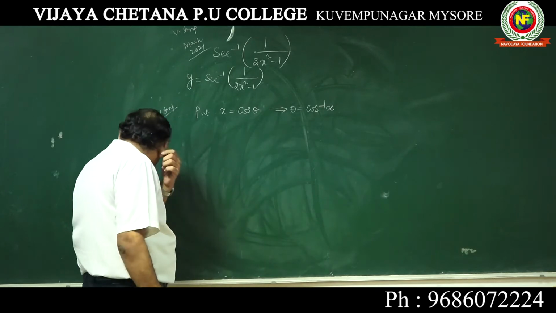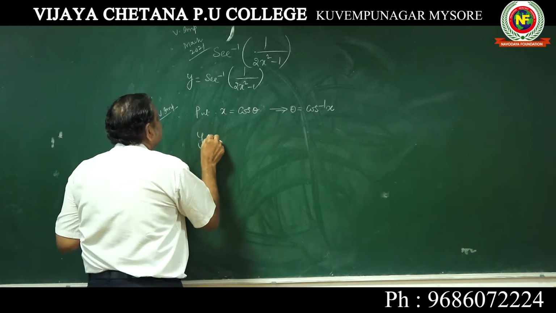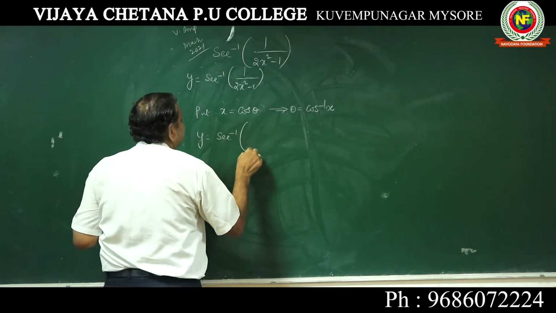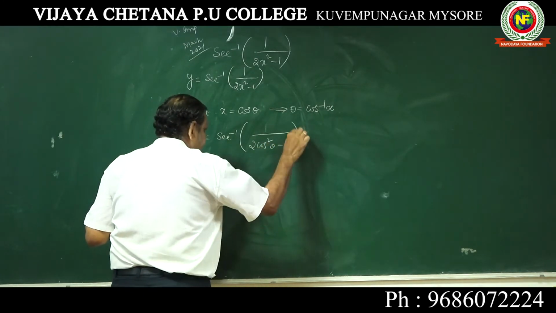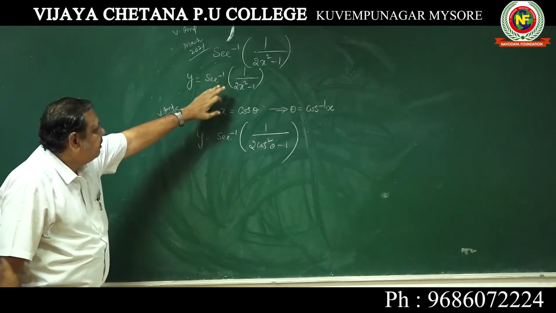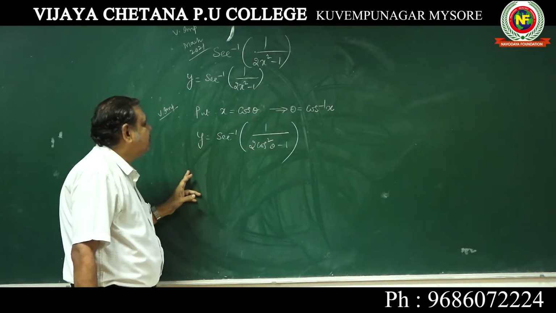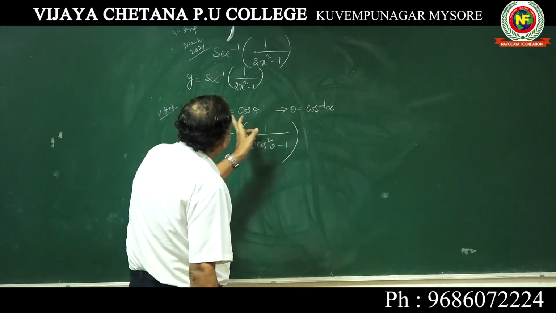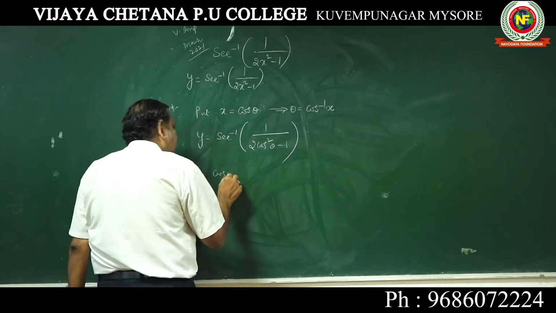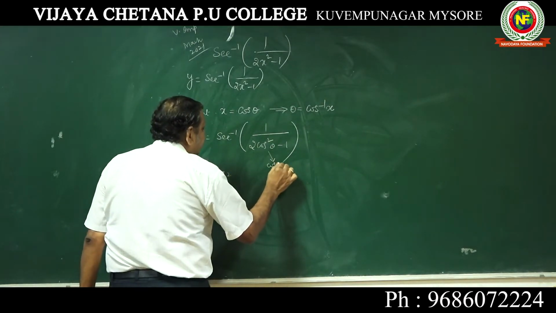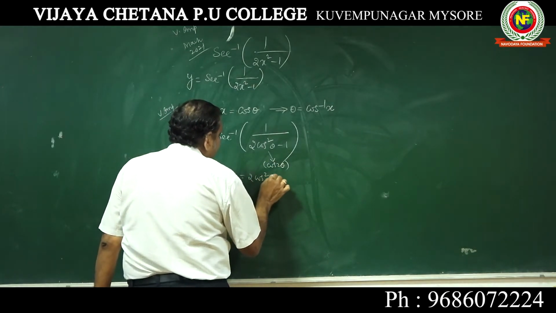So y is equal to secant inverse of 1 over 2 cos square theta minus 1. This is x square. Instead of x, you are putting cos theta there. For x equal to cos theta, you are putting 2 cos square theta minus 1. You know the formula. This is nothing but cos 2 theta, because cos 2 theta is 2 cos square theta minus 1.